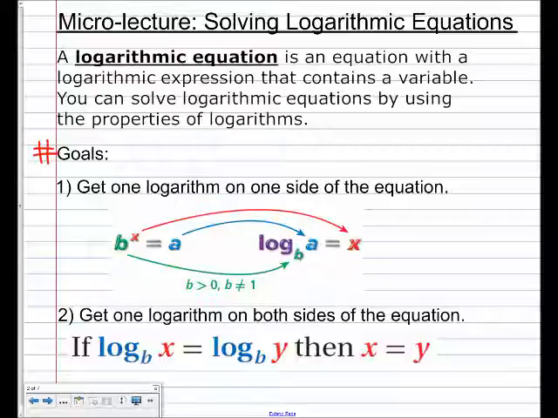Okay, so these are your two goals. You're trying to get one logarithm on one side of the equation. If you notice here, I've shown you this is one logarithm on one side. I'll show you why that helps you solve it. Or you're trying to get a logarithm on both sides. Okay, on both sides. So those are your options. If you don't have that, then use your properties from last Friday to do that. All right, so let's do an example together.